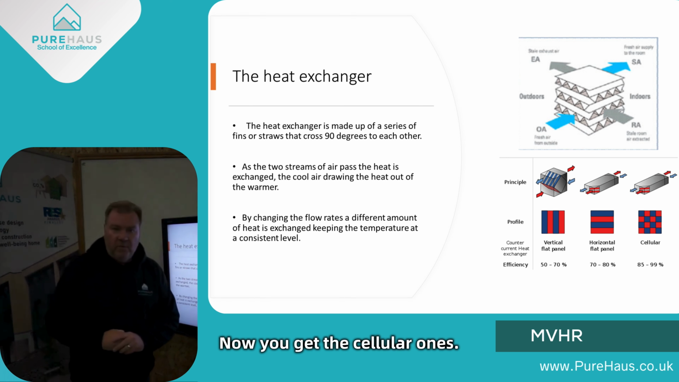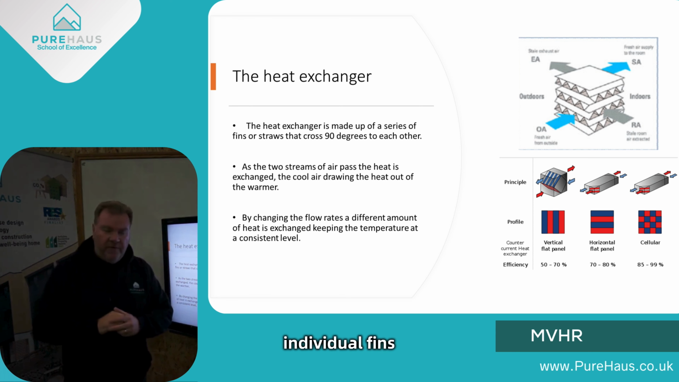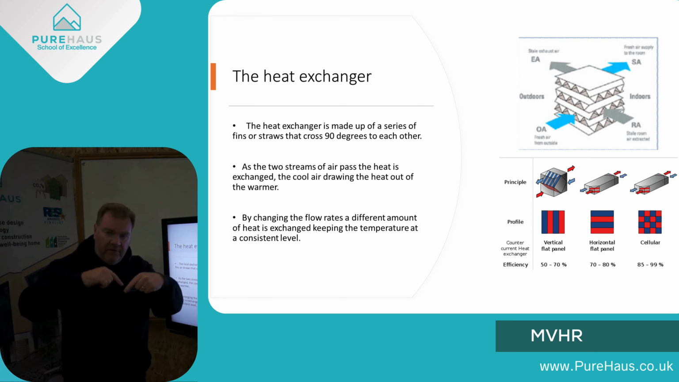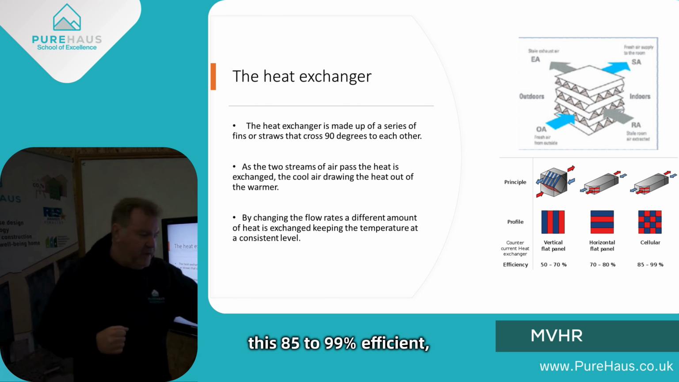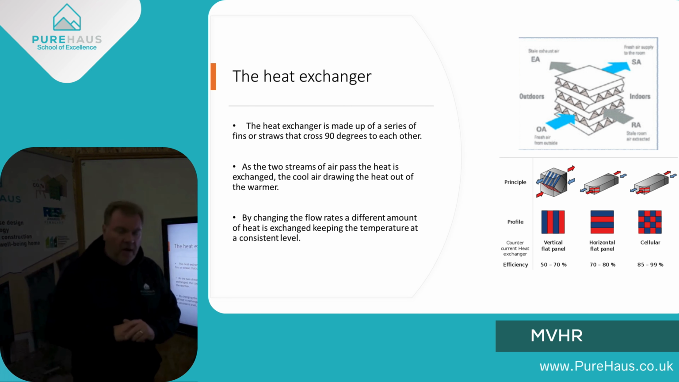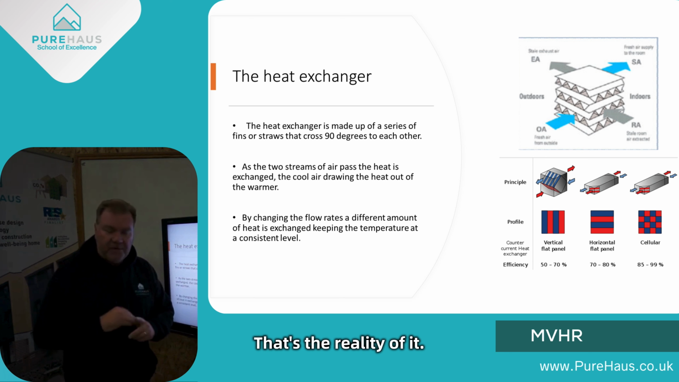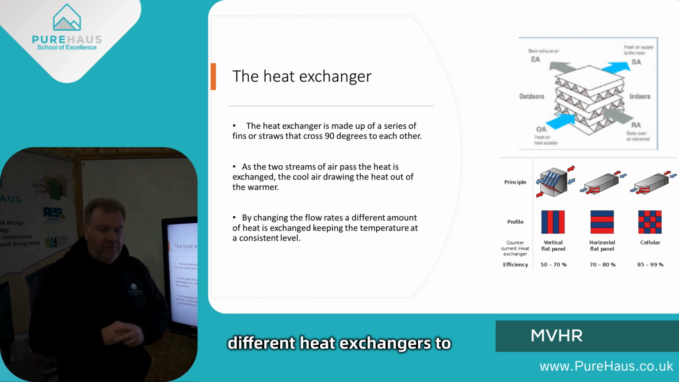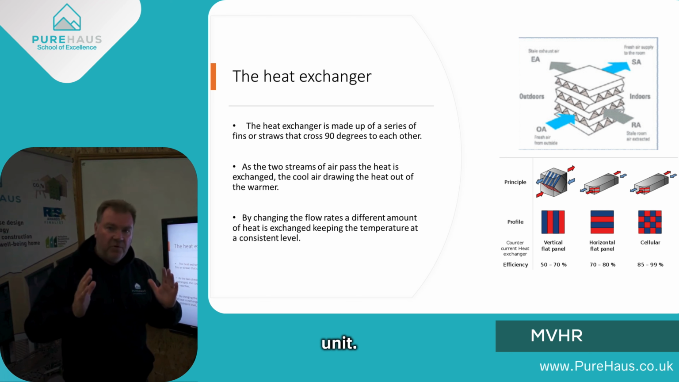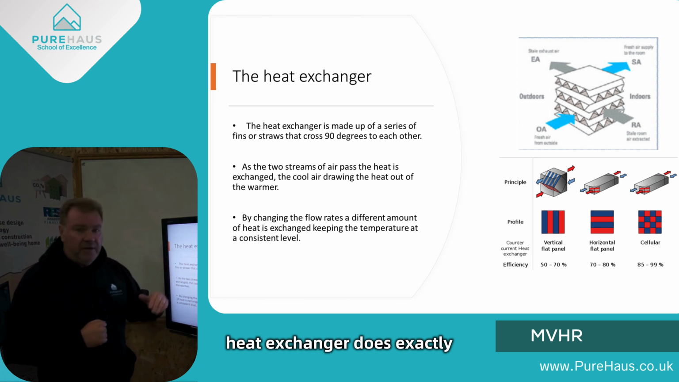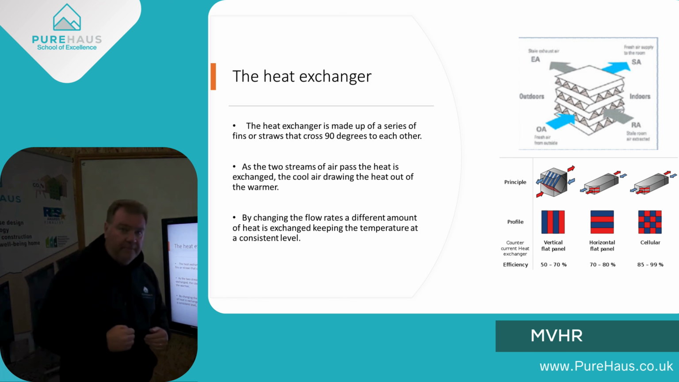Now, you get the cellular ones. This is where you get the individual straws or individual fins that interlock each other at 90-degree angles. This is where you get the most efficiency, 85 to 99% efficient. I always say that they're about 90 to 92% efficient. That's the reality of it. But these are the different heat exchangers which you can have within your mechanical ventilation heat recovery unit. So, a heat exchanger does exactly what it says. It exchanges heat between the two different flows of air.